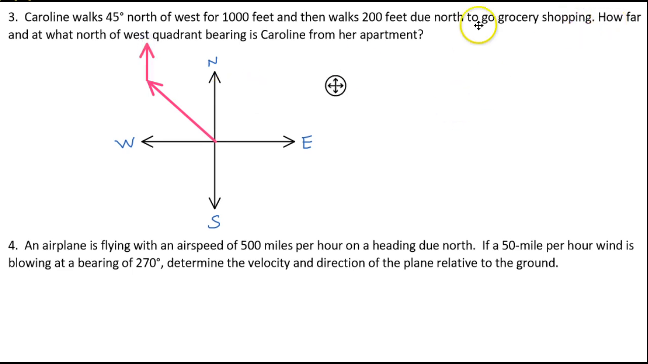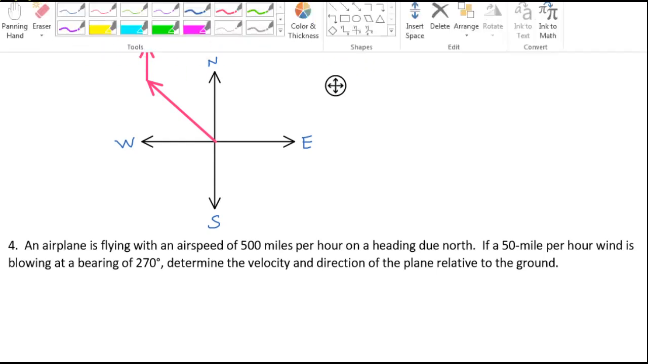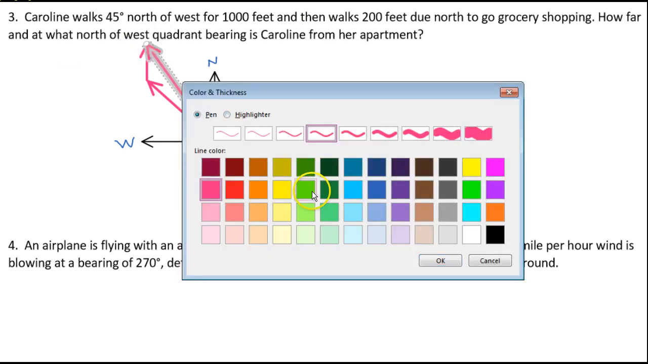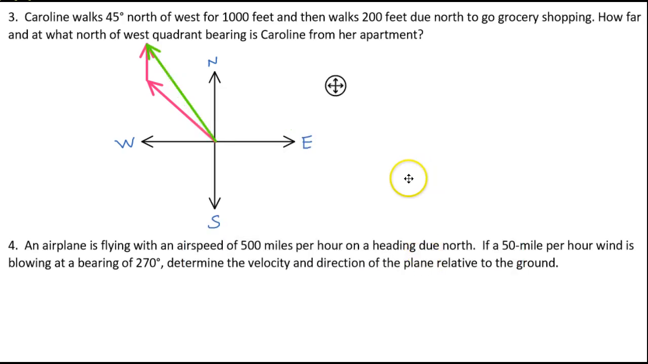Now, we want to know how far and from what north of west quadrant bearing is Caroline from her apartment. So we are talking about the resultant vector from the beginning of her trip all the way to the end. I'm going to make this one green because it's the resultant vector. So it's the green vector that we want to know about, the magnitude and the position.